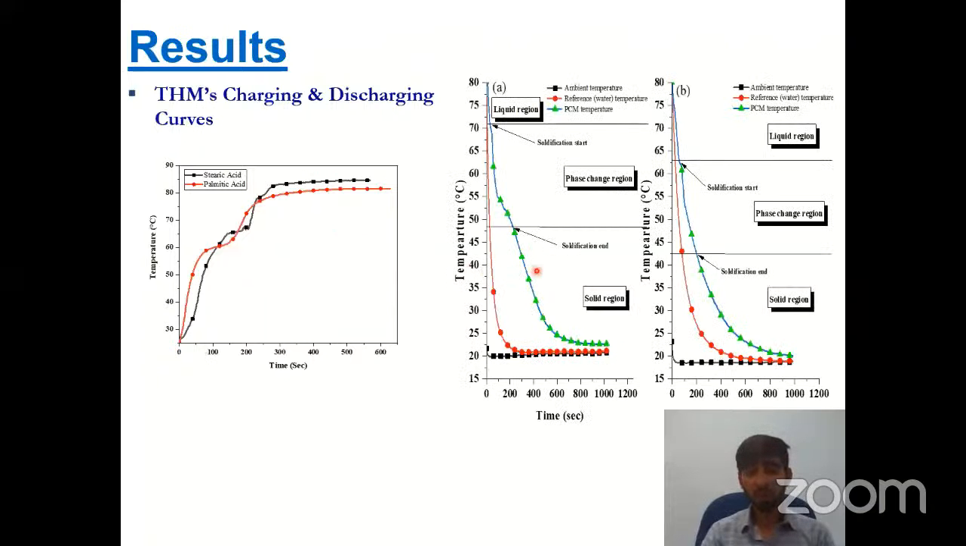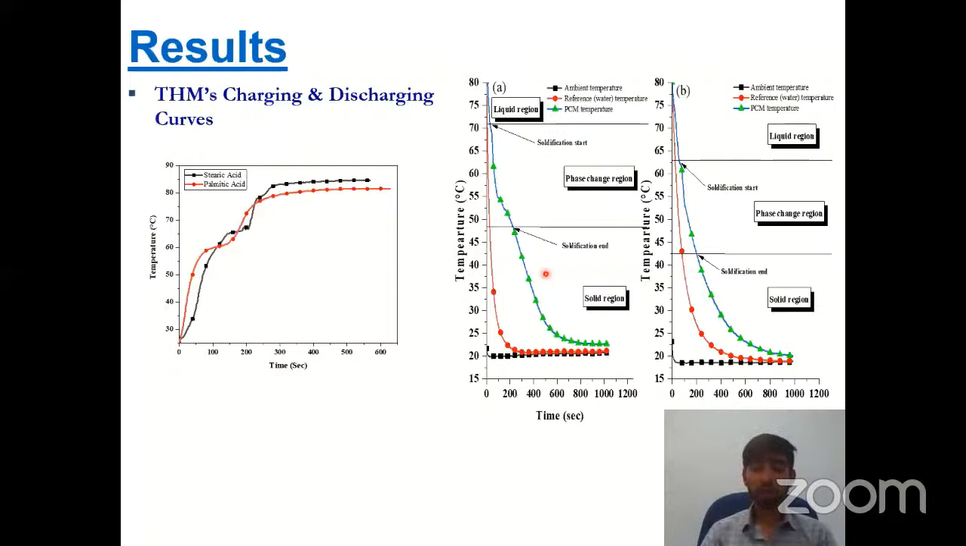The first one shows the discharging curves of the stearic acid, and the second one is the palmitic acid. The first portion is the liquid region, and this is the phase change region, and this is the solid region. Similarly, liquid region, phase change region, and the solid region. And here was the sensible heat release, and in this portion only the latent heat is released, and again the sensible. These are the discharging curves of the two phase materials.